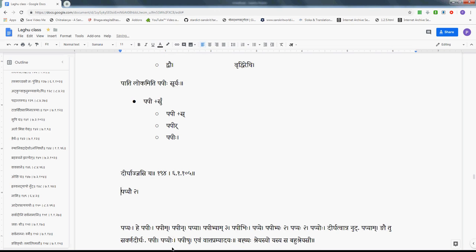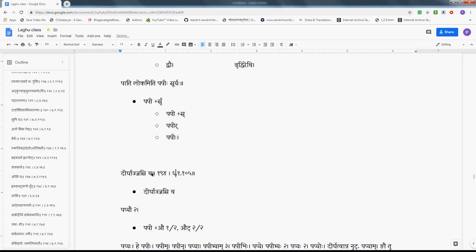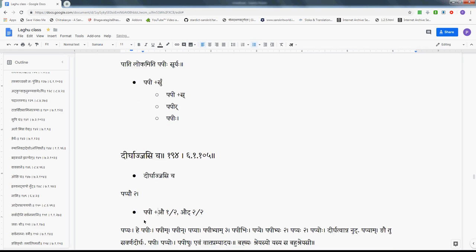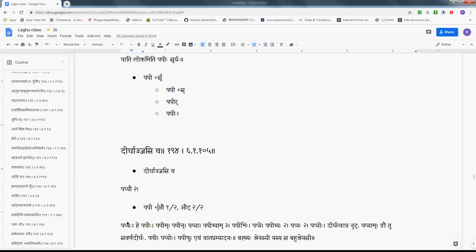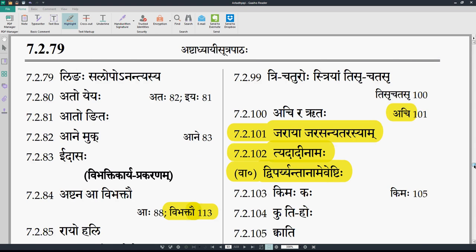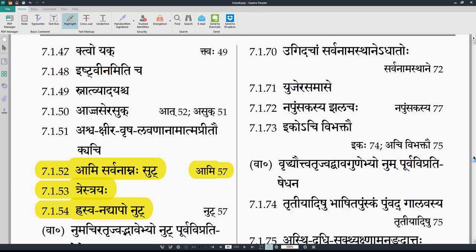Let's do this itself. Then papi plus au. What happens with papi plus au? Au is au or out, so we can take both of them together. To do papi plus au, he says dirgha jasi cha. He introduces a sutra, dirgha jasi cha. He is not giving any vritti here. So dirgha jasi cha, what is it? 6.1.105. You go to 6.1.105 and see what the sutra is saying. What are the anuvrittis?